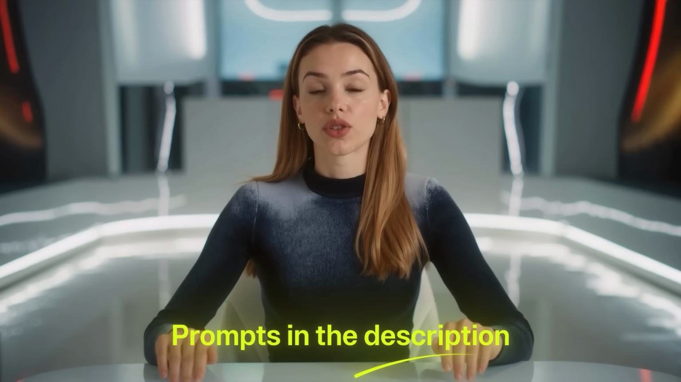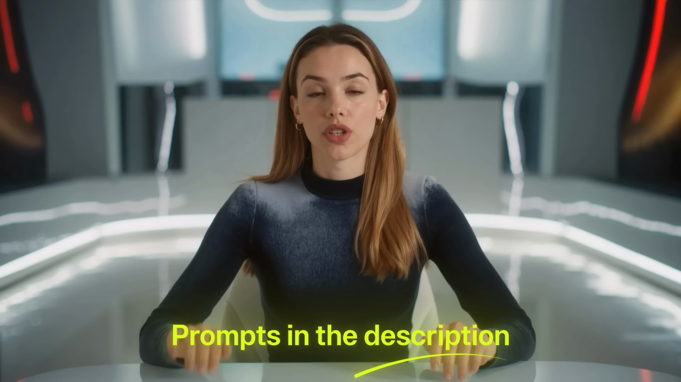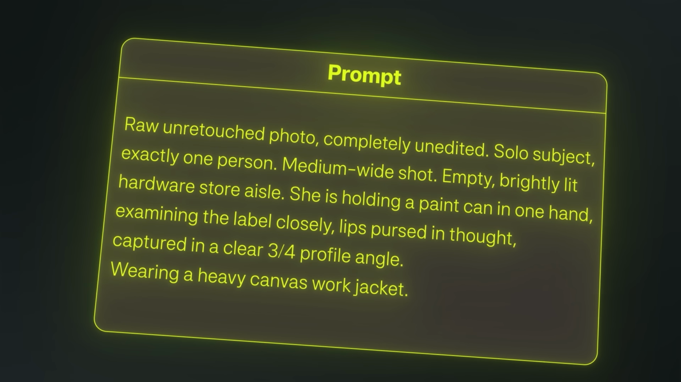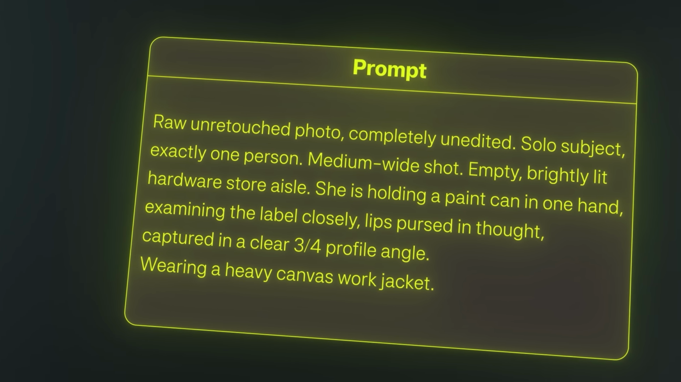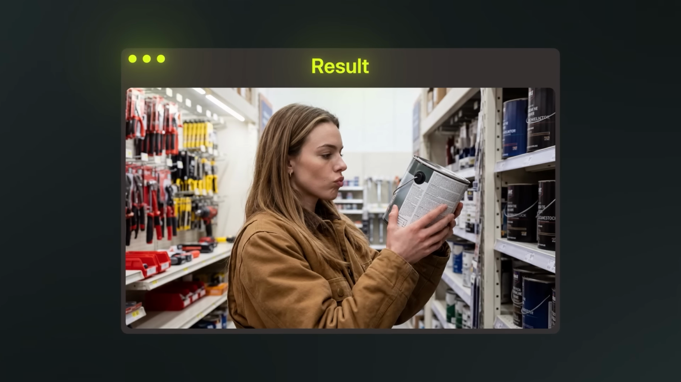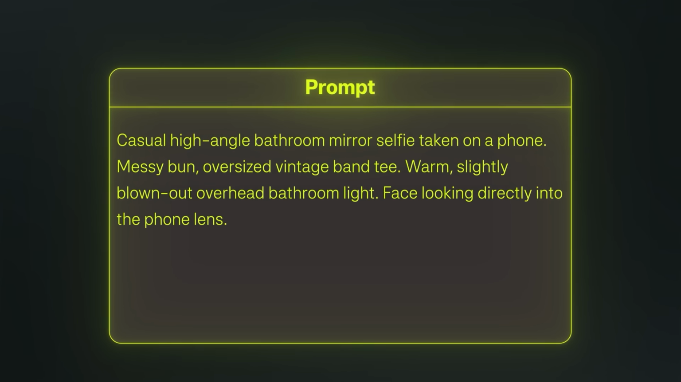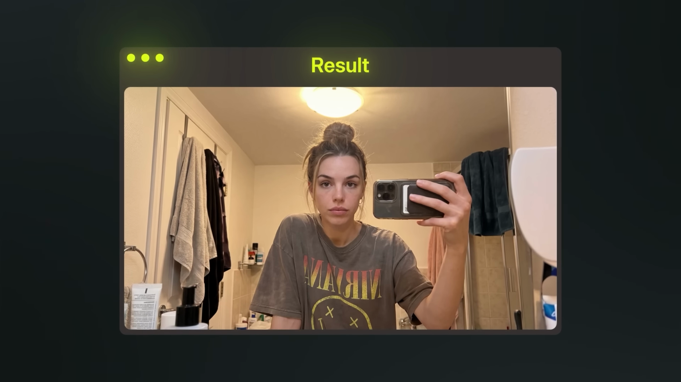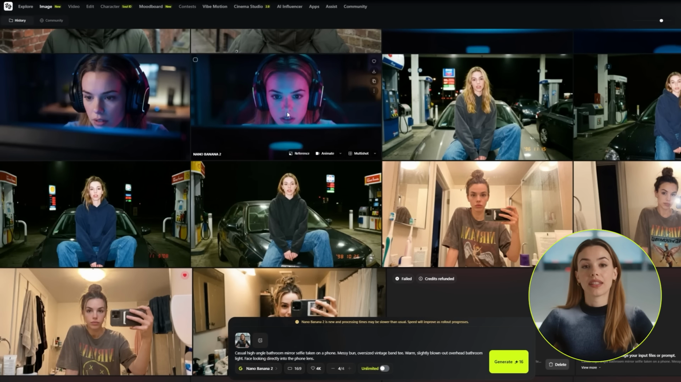To save you the effort, I've dropped all of my prompts in the description so you can just take them and tweak them to your liking. If you're not confident to change the prompts yourself, then you can always use ChatGPT to adjust them. But for now, let me show you an example using this prompt to generate a photo of me at a hardware store reading the label of a paint can. The result is perfect. Or let's try this prompt of me taking a bathroom selfie before bed, which is a little more raw and natural, and this is what we get. Now we just rinse and repeat the same process until we have all 20 photos.